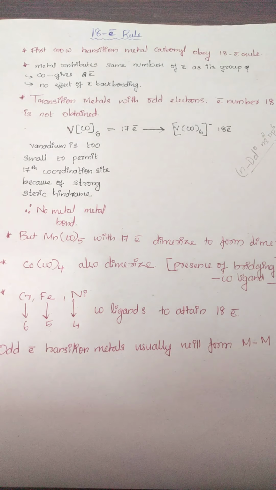The requirement of this 18 electron rule comes from the need to fill 1 s orbital, 3 p orbitals and 5 d orbitals, and in each orbital we have to fill 2 electrons. So when we add these together, 2 plus 6 plus 10, there comes the need of 18 electrons.